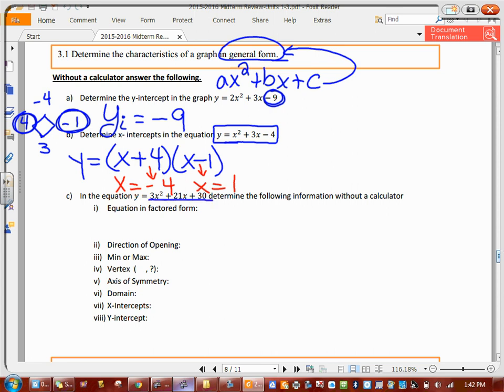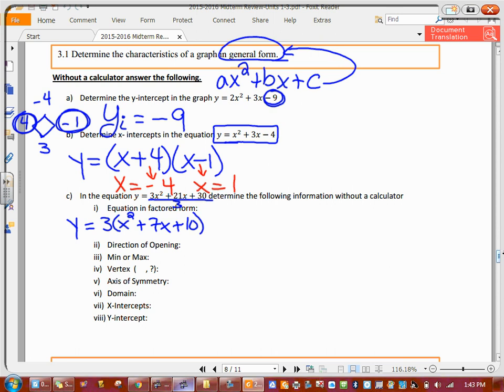Now we need to factor that as a diamond. What multiplies to 10 and adds to 7? There's only 2 numbers. What are the factors of 10? 2 and 5. So we're going to have y equals (x + 2)(x + 5).